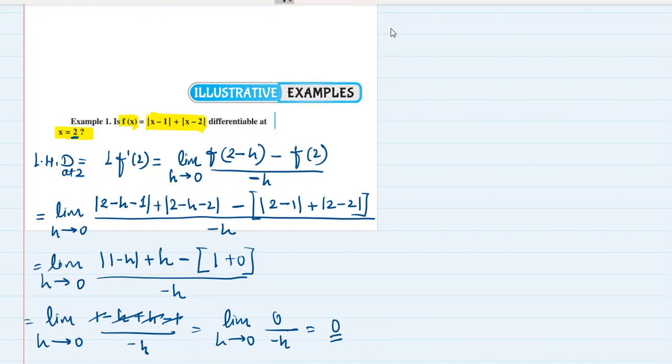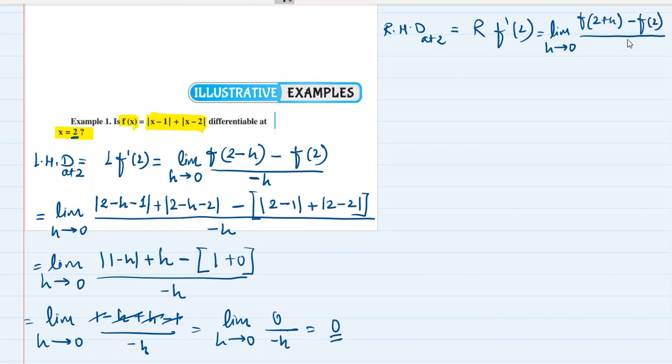Now let's find the right hand derivative. RHD at 2, which can be written as RF dash 2, will be equal to the limit when h tends to 0 of f of c plus h, that is 2 plus h, minus f of c, that is f of 2, the whole upon h.